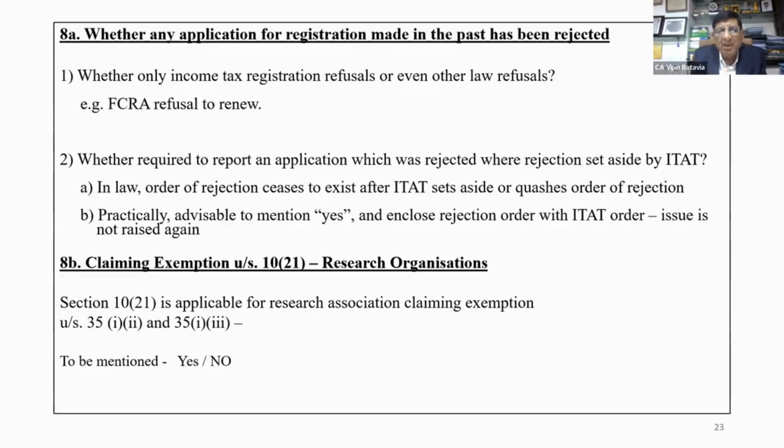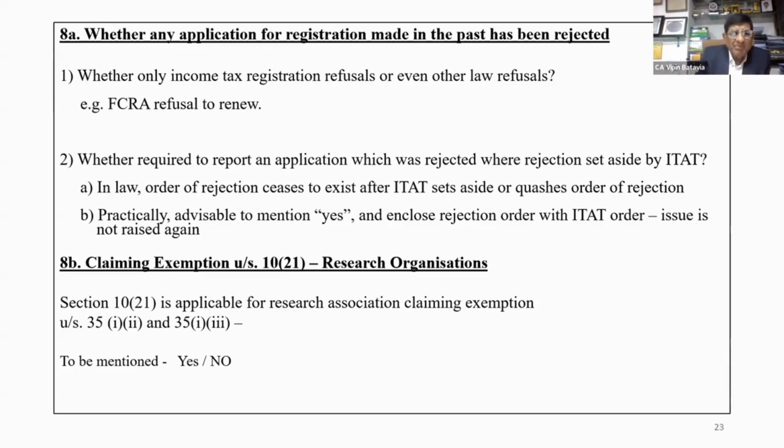There may be cases where the ITAT has set aside or quashed the earlier order. In that case also, I think the rejection details should be given, and a note should be submitted along with the other attachments that the ITAT has set aside that order, and the further hearing is going on.